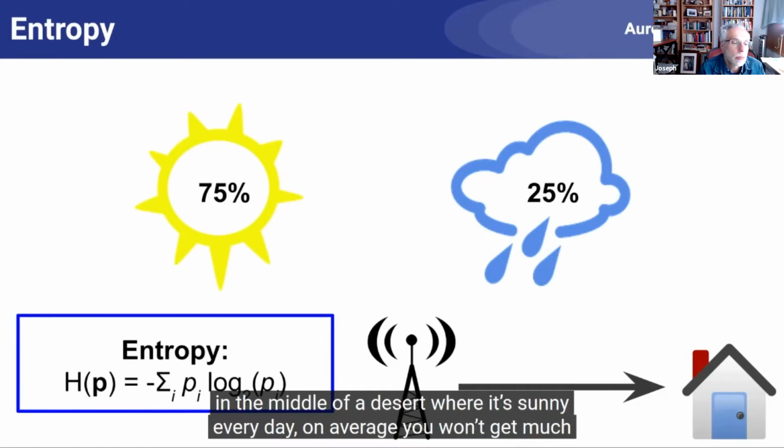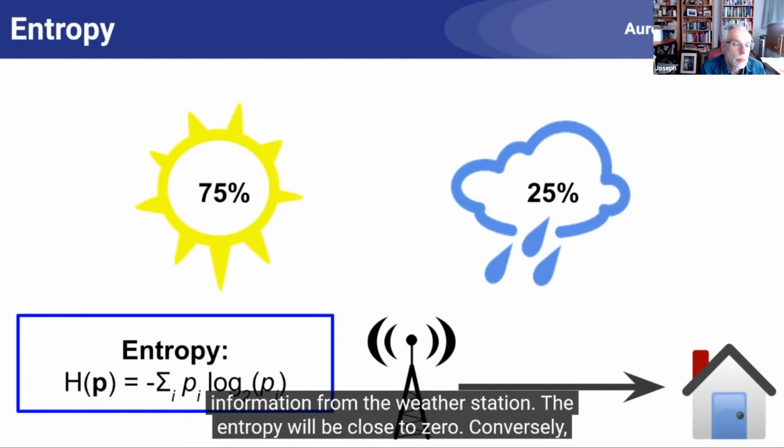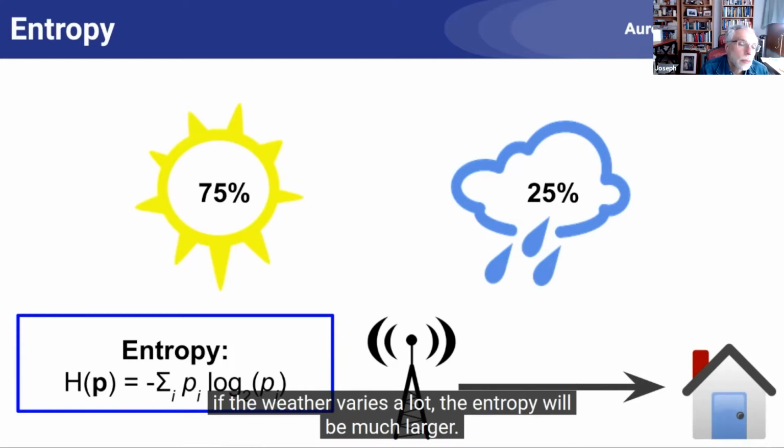If you live in the middle of a desert where it's sunny every day, on average, you won't get much information from the weather station. The entropy will be close to 0. Conversely, if the weather varies a lot, the entropy will be much larger.